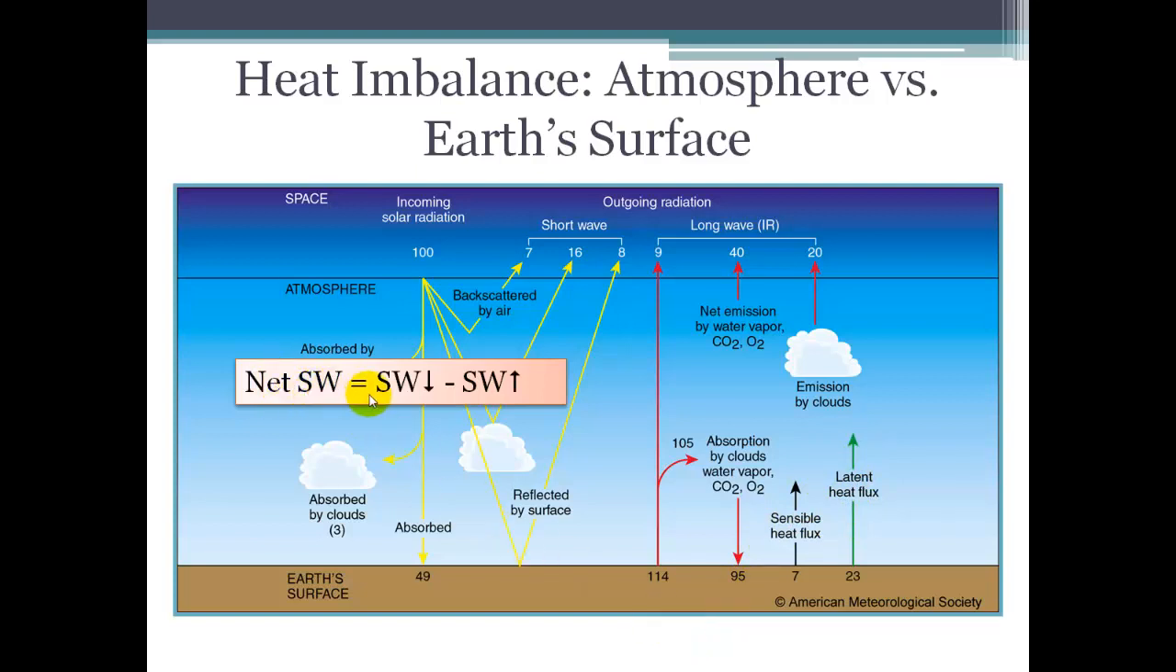So our net shortwave energy is going to be the amount of incoming solar radiation minus the amount of outgoing solar radiation. So how much do we get minus how much do we lose? The amount is the leftover net shortwave energy. We can do the same thing for long-wave energy. How much is coming in to the Earth atmosphere system and how much are we losing to space? The leftover is available to us as energy that we can do things with.